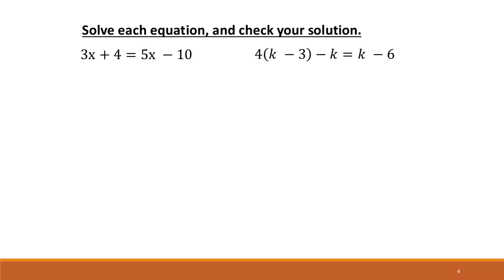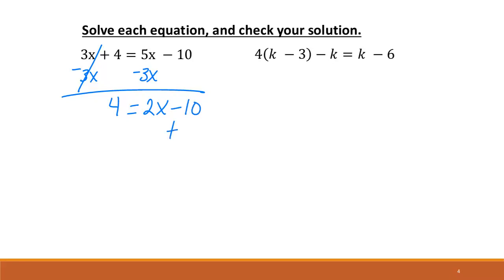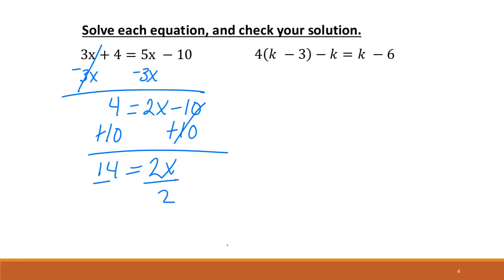So here we have 3x plus 4 is equal to 5x minus 10. I'm going to get my x's on one side and my whole numbers on the other side. I personally like to try to keep x positive, so I'm just going to subtract 3x from both sides. So on the left-hand side, I get 4 equals 2x minus 10. Then I'll add 10 to both sides to get 14 equals 2x. Divide by 2 to get 7 equals x, or you can write it as x equals 7. Either is correct.